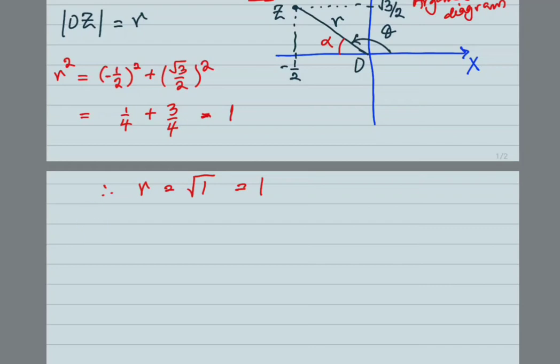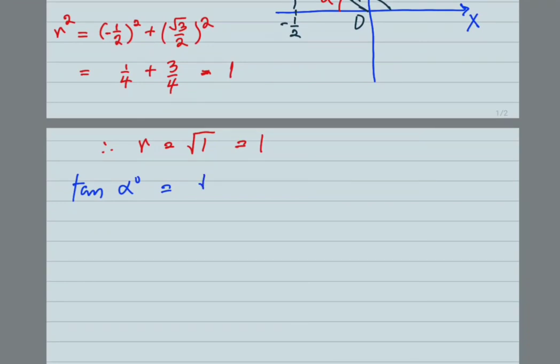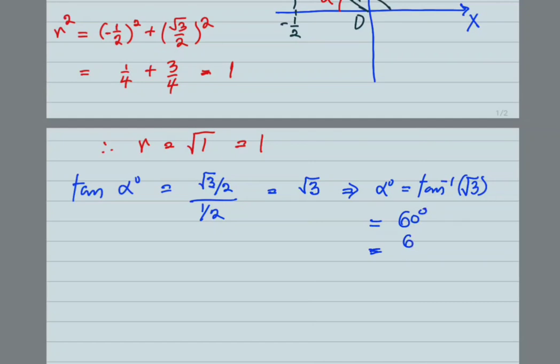Then tan alpha will be opposite over adjacent. The opposite is root 3 over 2 divided by half, and that is equal to root 3, which implies that alpha is arctan of root 3, and arctan of root 3 is 60 degrees. If you now take this to radian measure, it will be 60 over 180 pi rad, and that will be pi over 3 rad.